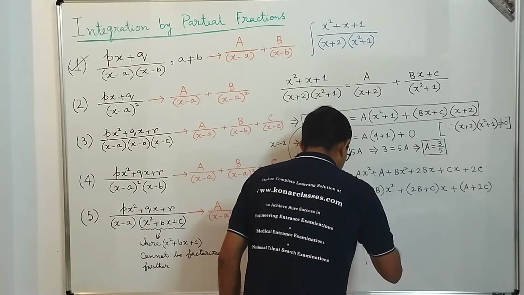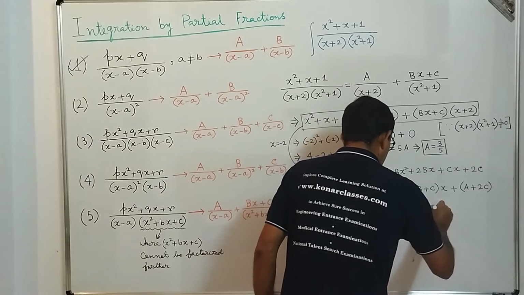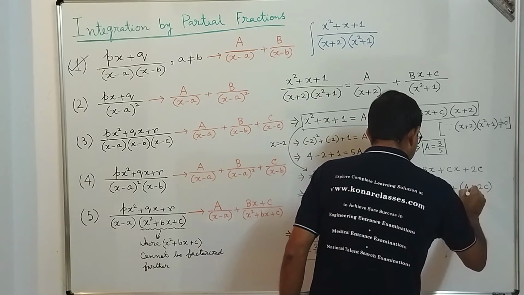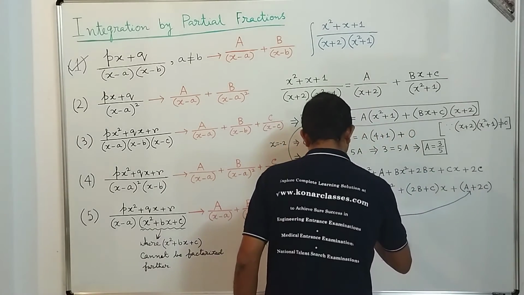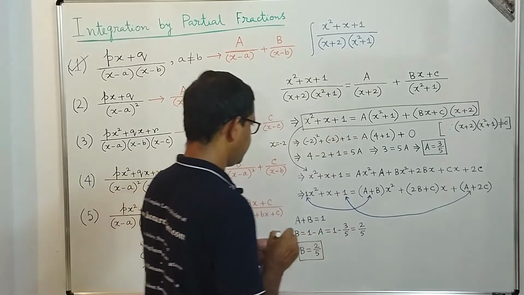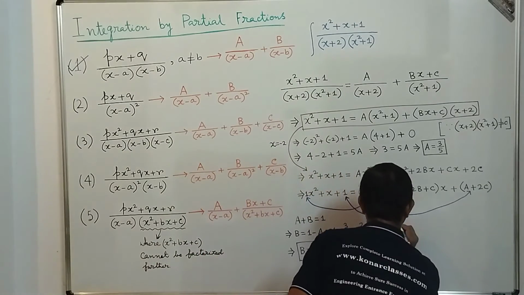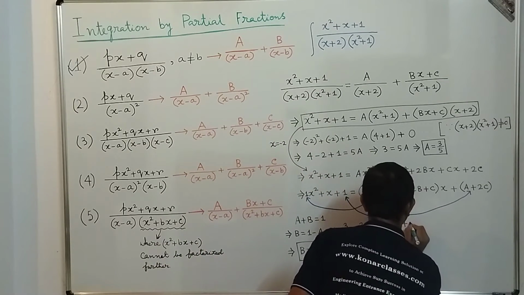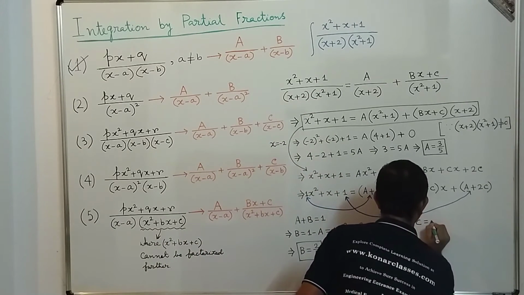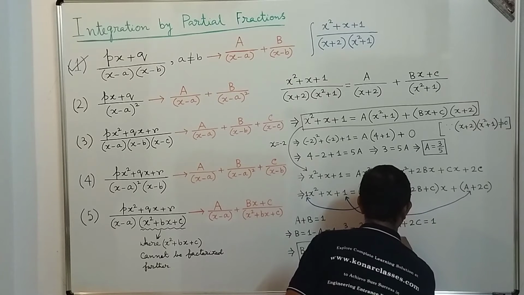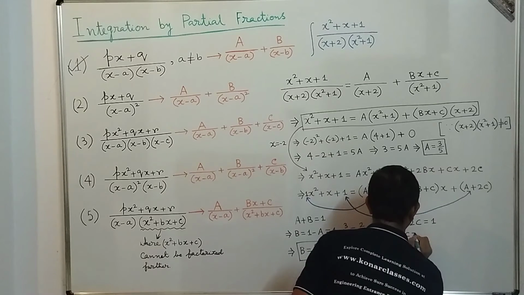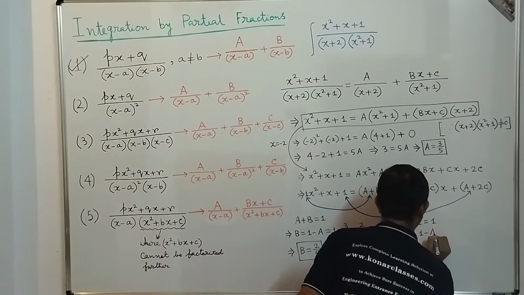So if I take the constant term on the left hand side, which is 1, it should be equal to the constant term on the right hand side, that is a plus 2c. So what, dear students? That a plus 2c should be equal to 1. That implies 2c should be equal to 1 minus a.